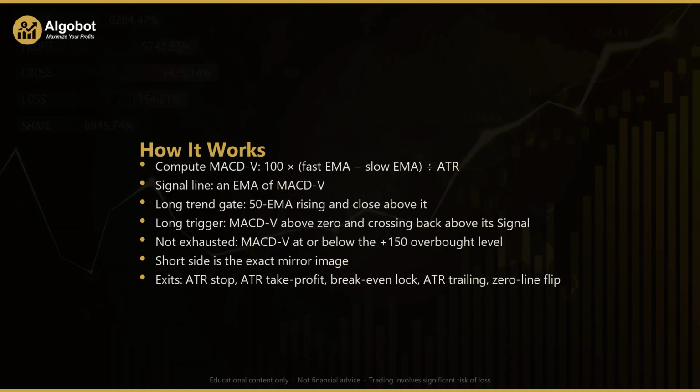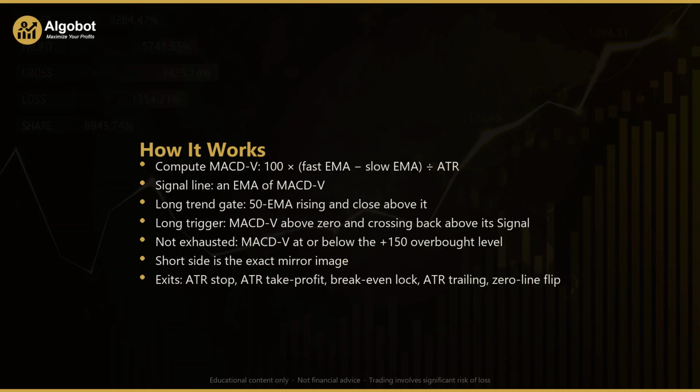Risk is deliberately conservative. When a position opens, the stop loss is placed at 1.4 times the ATR away from entry, and the take profit is set at 2.6 times the ATR. That gives a planned reward to risk of roughly 1.9 to 1. From there, three management rules kick in.